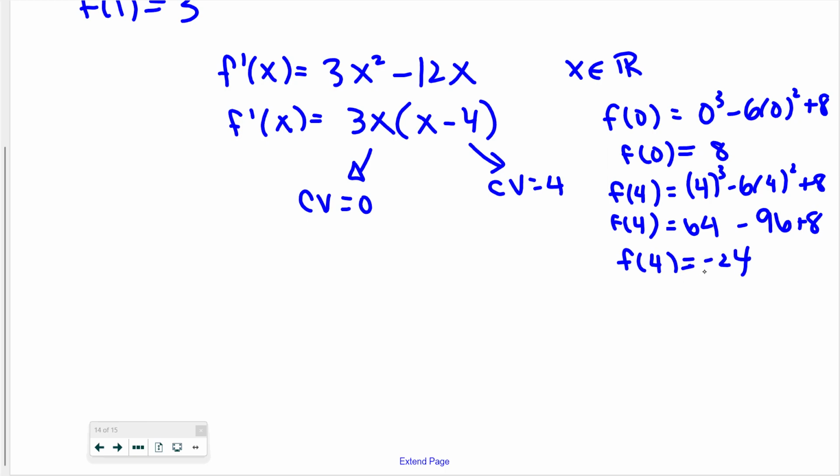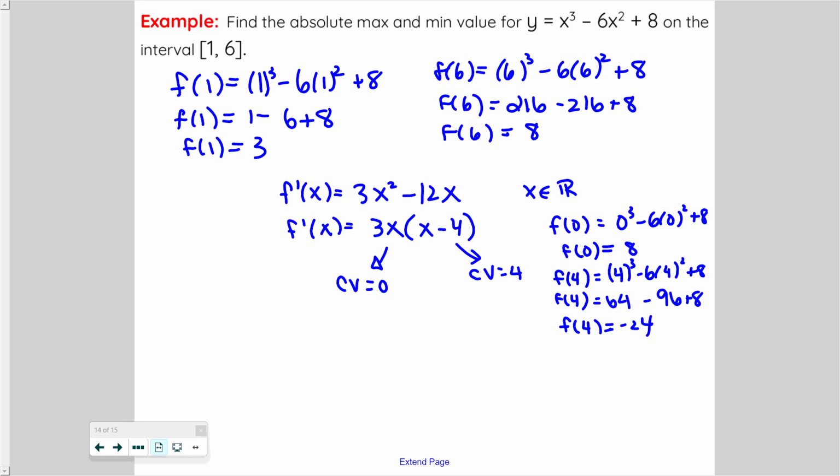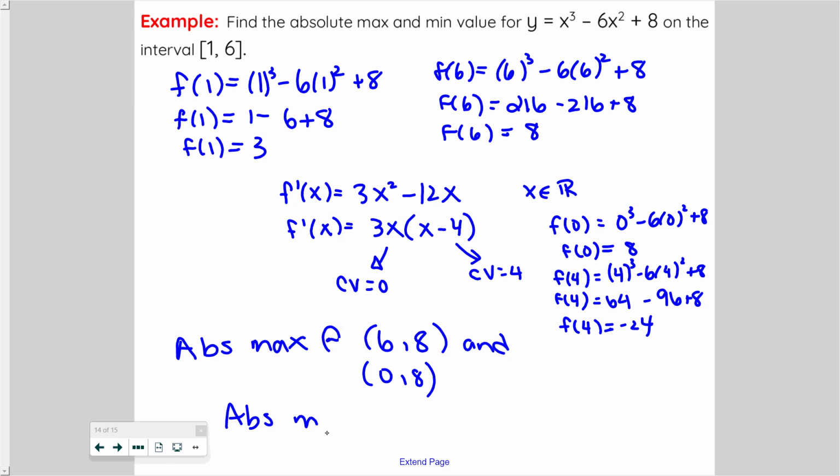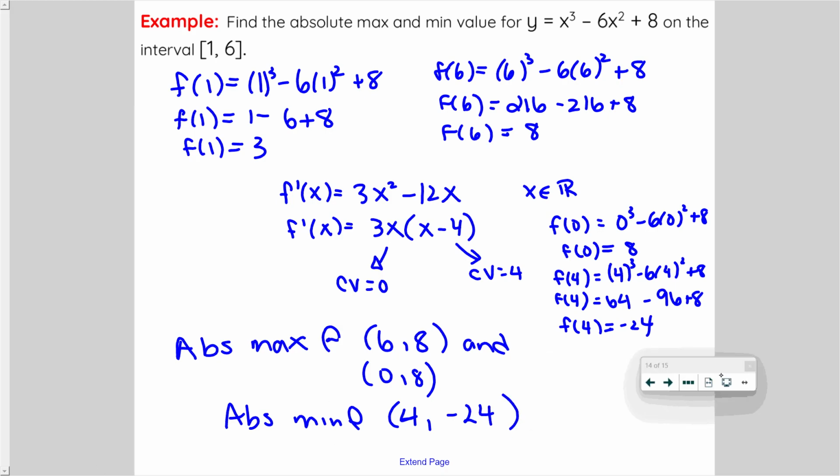So to find the absolute max and min, I look at my absolute highest point, which I can see is 8, a y value of 8. So I have an absolute max at 6 and 8 and 0 and 8. And then I have an absolute minimum value, the lowest value at negative 24. So that would be at 4 and negative 24.